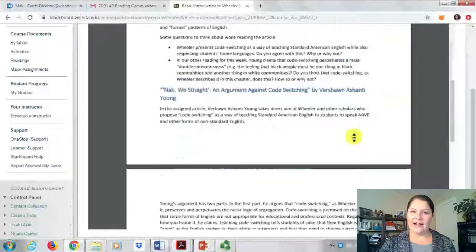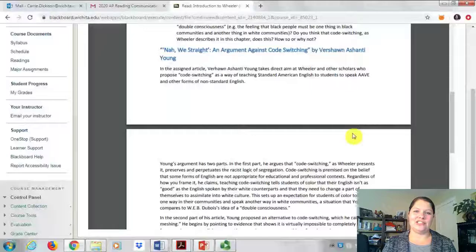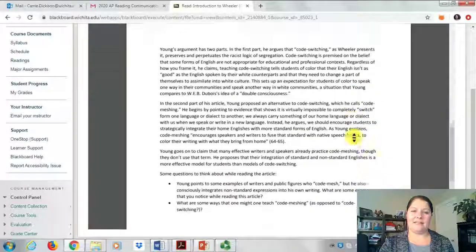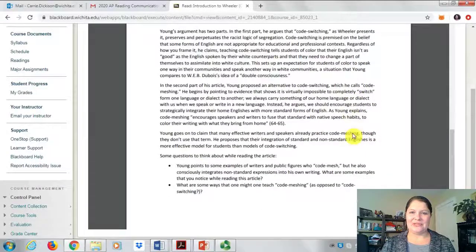And then our other reading for this week is an article by Vershawn and Shantay Young. And in this article, Young basically comes out and is very much opposed to Wheeler's idea of code switching. And he basically argues two things. He argues, first of all, that it perpetuates a sort of racist logic. And secondly, he argues that it's not actually practical, that people are not capable of simply moving from one version of English to another. Your brain doesn't work that way. It doesn't just switch off and switch into something else.